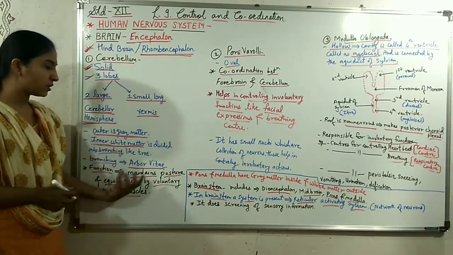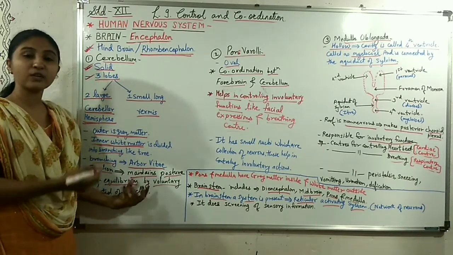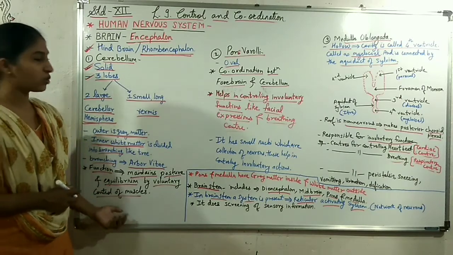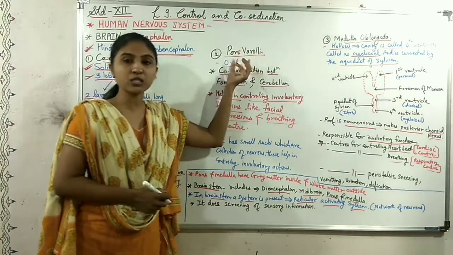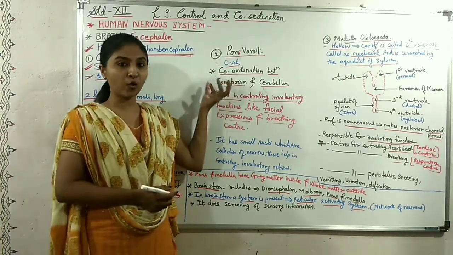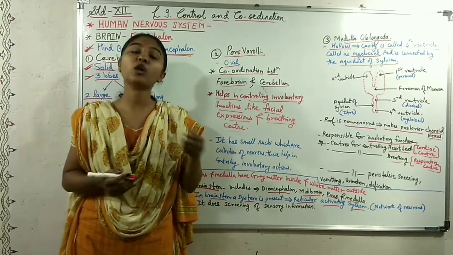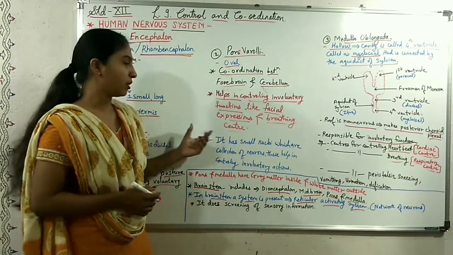The cerebellum maintains the posture and equilibrium by voluntary control of muscles. Whereas the pons is oval in structure, and it coordinates between the forebrain and the cerebellum, and it helps in controlling the involuntary actions of the body.